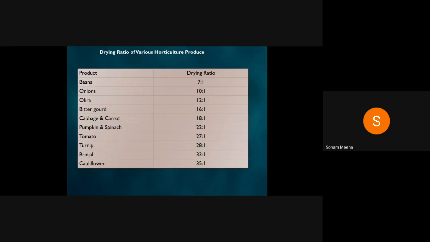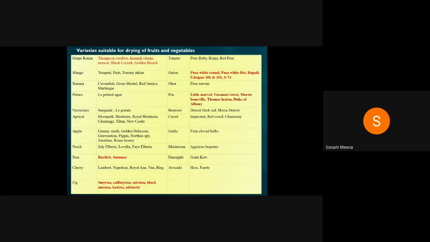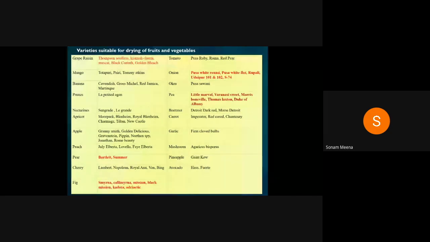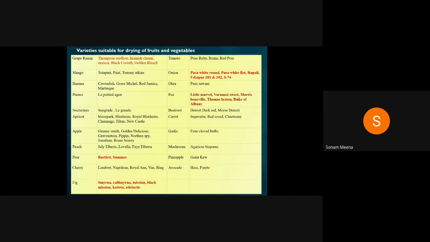And this is the drying ratio of various horticultural produce. For onions, 10 is to 1, okra, 12 is to 1, bitter gourd, 16 is to 1. These things you have to remember. And these are the varieties suitable for drying of fruits and vegetables. What I have highlighted, those questions were asked in the exam. For example, grape raisin means Thompson Seedless, Kishmish Chorni, Muscat, Black Corinth, Golden Bleach. In pear, Bartlett and some others are used for drying.